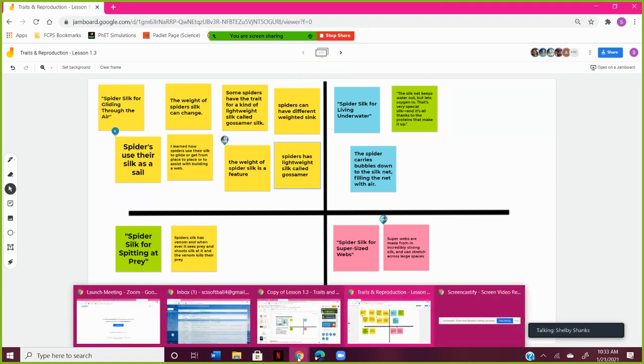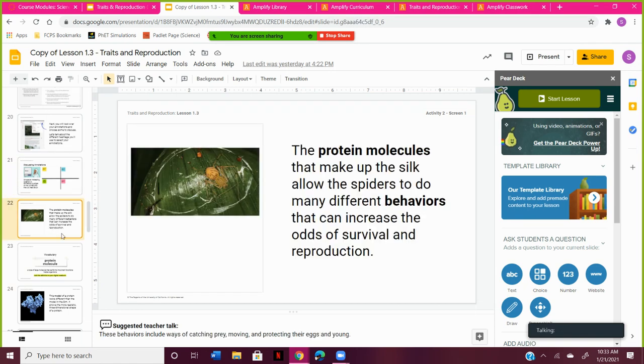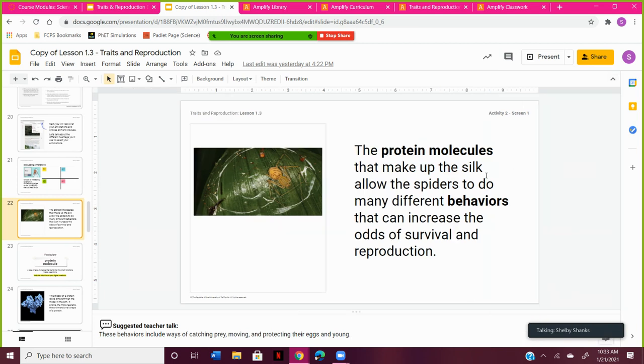So if you have not read an article, you need to make sure that you are reading an article and adding to our Jamboard. Thank you to those that have already done it. But we are going to move on. I'm going to keep that Jamboard open just in case you're just a little bit behind. So hopefully more people add to that Jamboard.